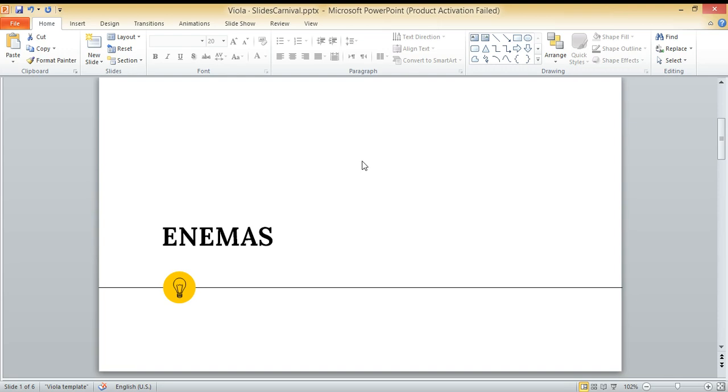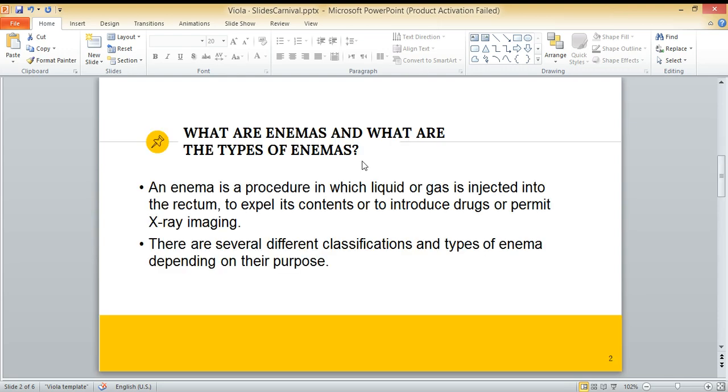First of all, I'd like to explain what exactly an enema is. An enema is a procedure in which liquid or gas is injected into the rectum to expel its contents or to introduce drugs or permit X-ray imaging. There are several different classifications and types of enemas depending on their purposes and other different types of classifications.